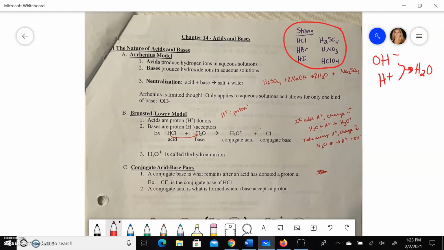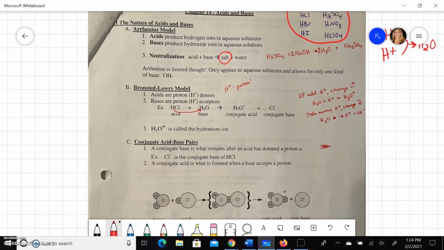For the Arrhenius model, like I said, it's a specific kind of acid-base reaction where the base has the hydroxide. And what's going to happen is that you get water, and then you also get whatever's left over from the acid and base. Notice that we call it a salt, but keep in mind that it's not necessarily NaCl. It's not necessarily table salt. In chemistry, any ionic compound, we call that a salt. And like I said, the Arrhenius is limited, so it only applies to bases that have hydroxide.